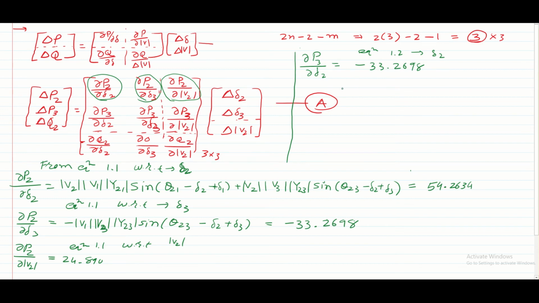Okay. So similarly we will calculate the value of del P3 by del V2. Yes, again equation number 1.2 with respect to V2. So you will get the final answer minus 16.663. Same way for del Q2 by del delta 2, yes, for equation number 1.3 for Q3.